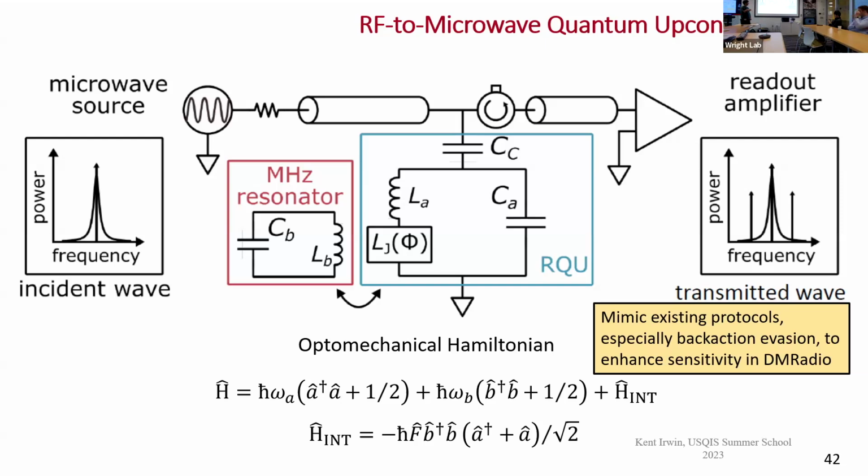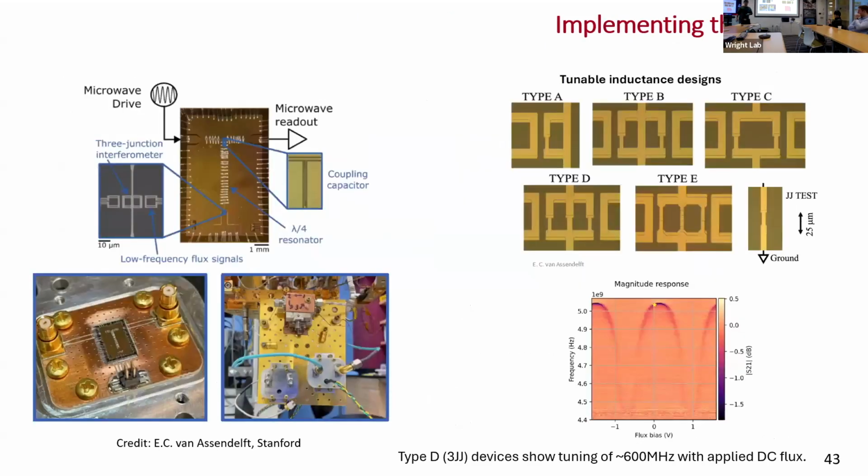And the idea then is to mimic these existing optomechanical protocols that have been executed in the mechanical domain, but bring them to the electromagnetic domain, and especially back action evasion for enhancing sensitivity in DMRadio. These are pictures courtesy of Katie Van Assendelft, a former Yale undergrad and Haystack person. She has been working on these RQUs.